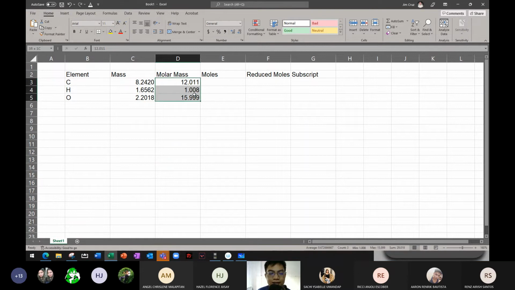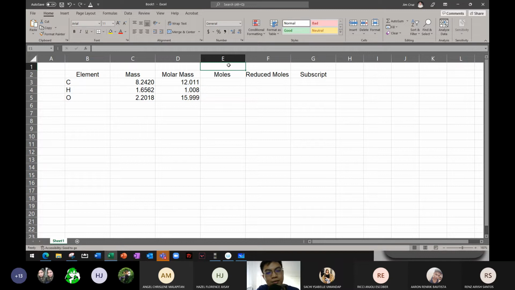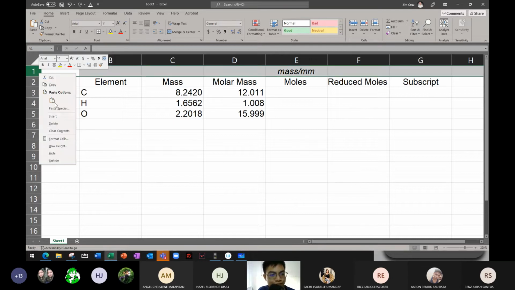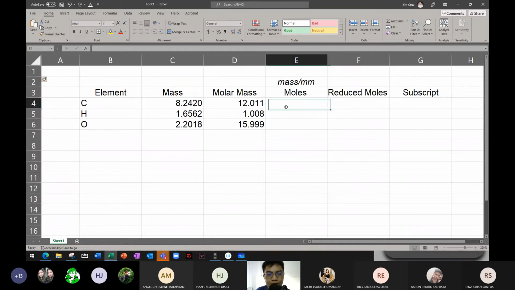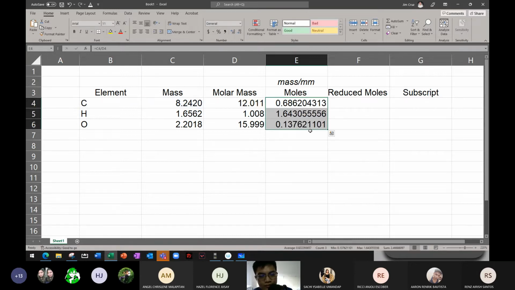Default na yan, okay? How will you get the mole? That is, mass over molar mass, di ba? This is mass divided by molar mass. Okay, so always remember that. So to get the moles, you just simply divide the mass by the molar mass. Okay? And those are the corresponding moles.